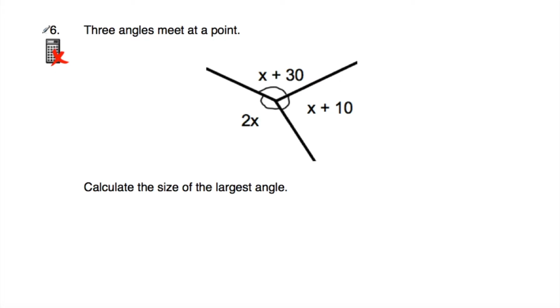Okay, let's look at our next question, question number 6. So question number 6 says 3 angles meet at a point. So we've got these 3 angles, x plus 30 degrees, x plus 10 degrees, and 2x degrees. And we've been asked to work out the size of the largest angle. So we want to find the size of the largest angle.